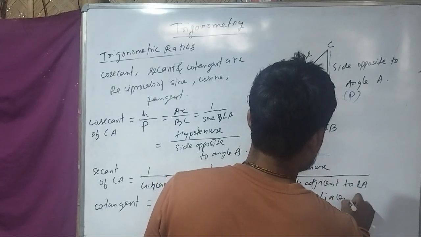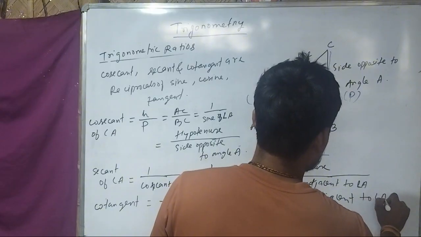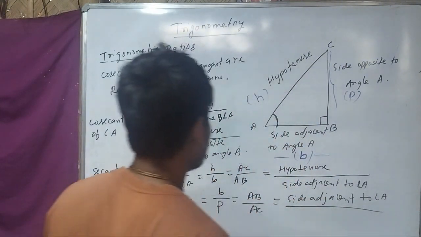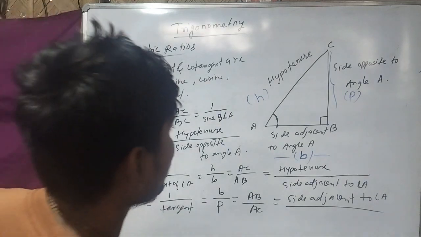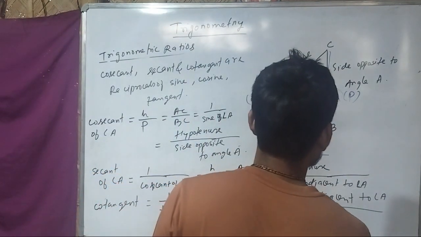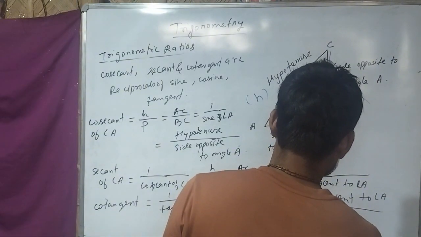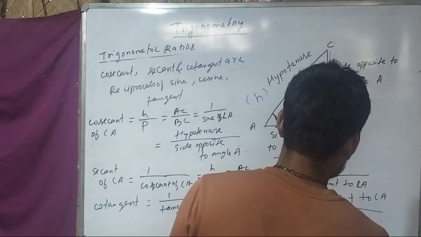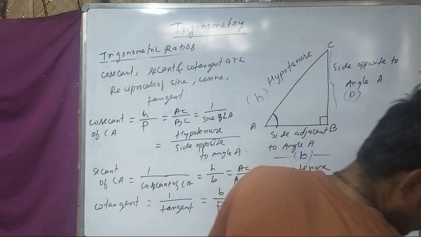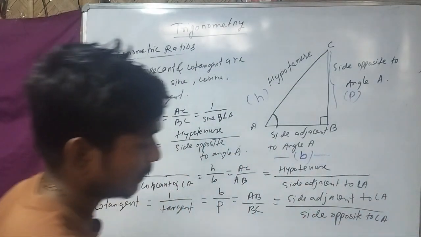adjacent to angle A. AC is B by P, na? B by P. Yes, BC. AB by BC, not AC. Okay. AB by BC. BC is what? Side opposite to angle A. Side opposite to angle. So it is very important.